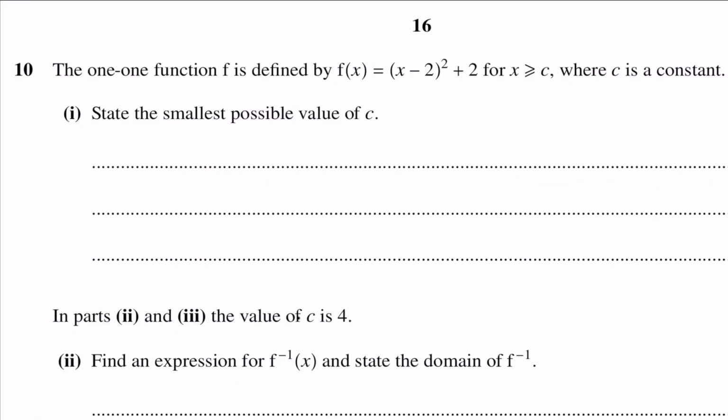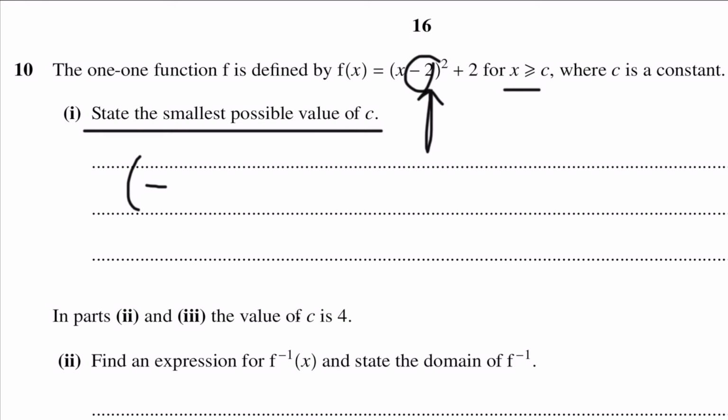The function f is defined by the expression shown for x is larger or equal to c, where c is a constant. State the smallest possible value for c. This is technically asking you for the turning point, and since you have a completing the square equation here, you can just write your turning point as the negative of this number, which is positive 2, and whatever you see there, so 2. You know that your turning point is 2, 2. Since you want c, and c is a value of x, you can just take the value of x, so c is equal to 2.